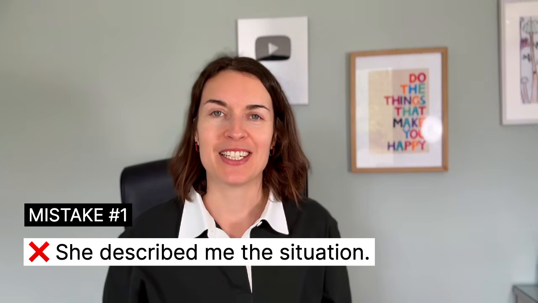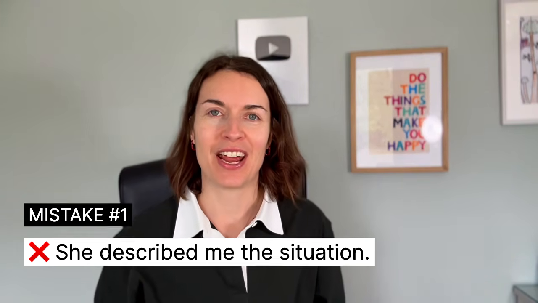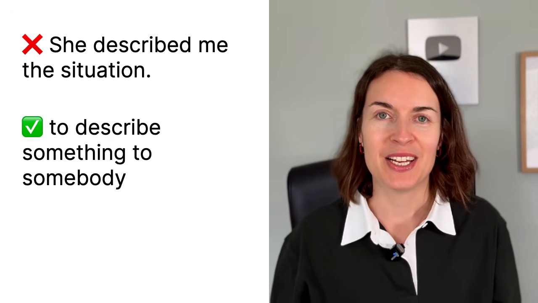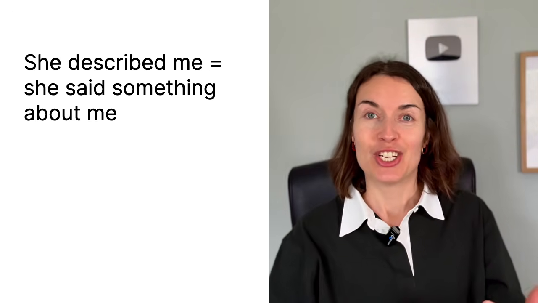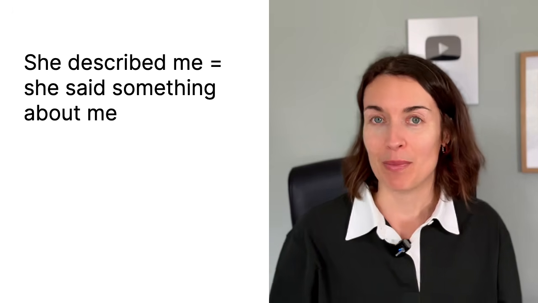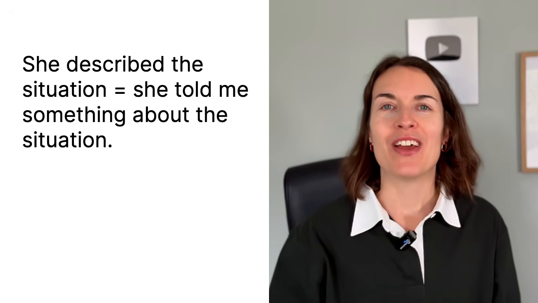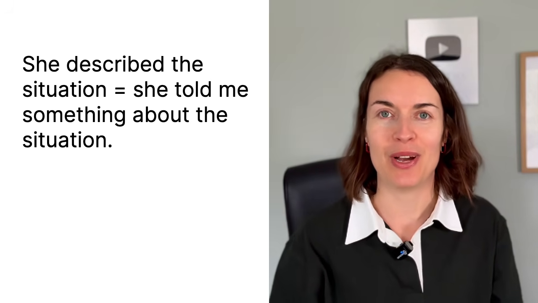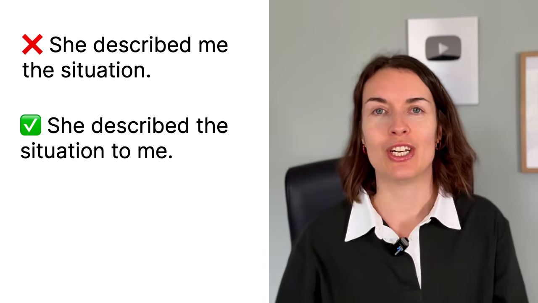Okay, the first mistake: "she described me the situation." This is incorrect. In English, we describe something to somebody. So when I say she described me, it means she said what I look like, or she said something about my personality. But she didn't describe me. She described the situation. So she told me something about the situation. So the full sentence should be, she described the situation to me.